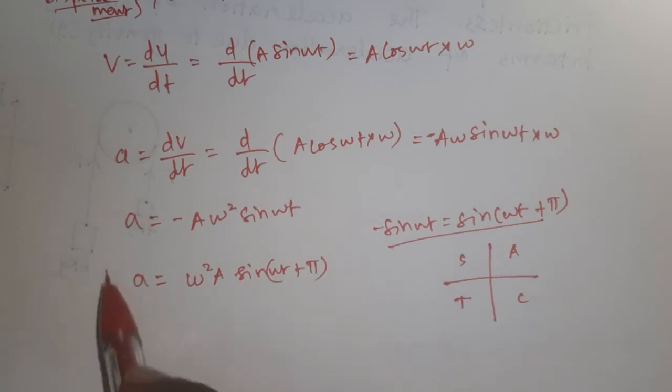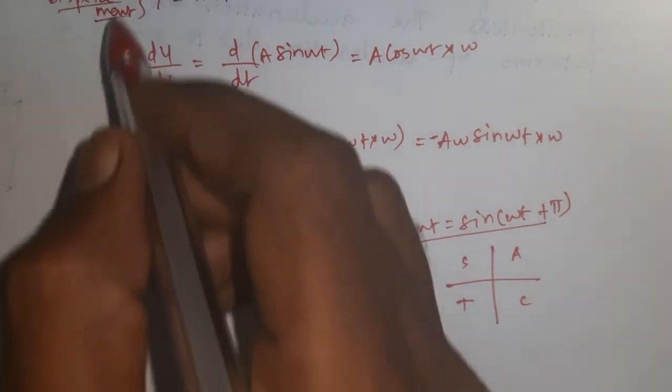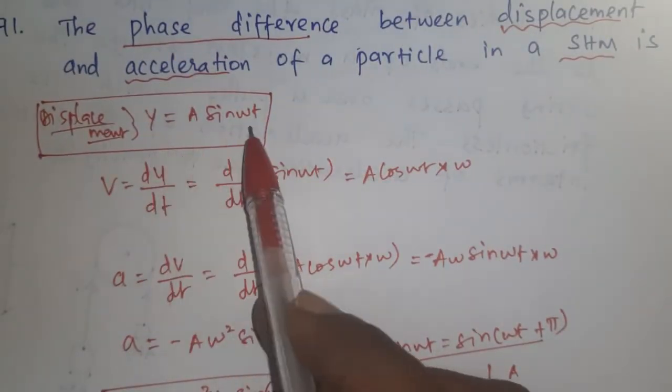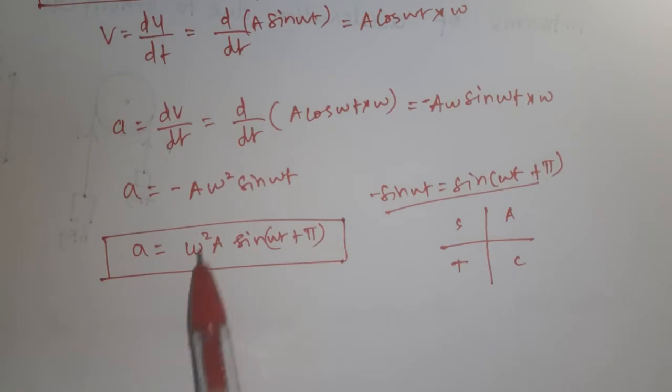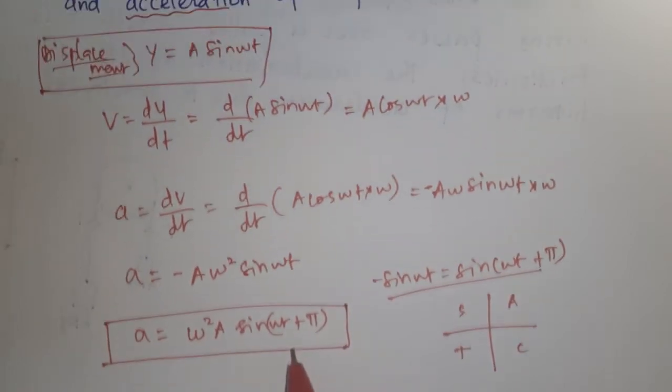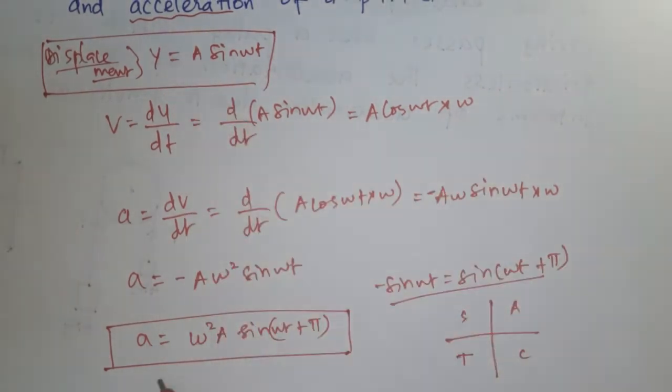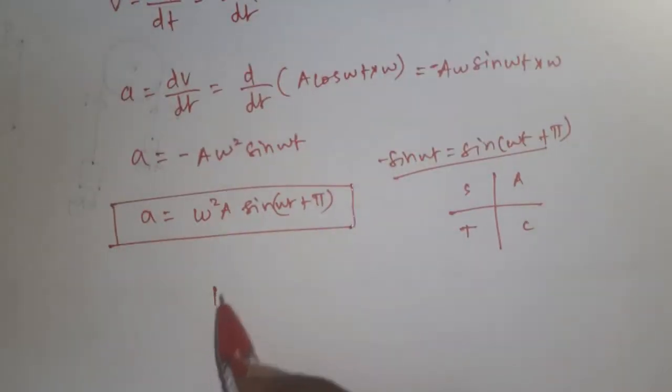Now we can tell the phase difference between acceleration and displacement. Here y = a sin omega t, and here a = omega square a sin (omega t plus pi). So the phase difference, in terms of pi, between displacement and acceleration is pi. This is the answer.